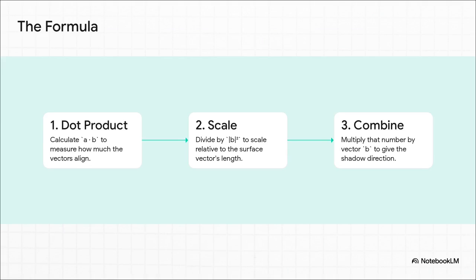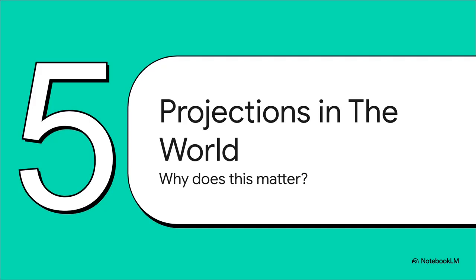And now for the whole shebang, the vector projection itself. It's kind of like a three-step recipe. Step 1, we do something called the dot product. It sounds fancy, but it just multiplies the two vectors to give us a single number that tells us how much they're aligned. Step 2, we have to scale that number. We divide by the length of vector B squared to make sure our shadow is the right size for the surface it's on. And finally, step 3, we put it all together. We take that number we just calculated and we use it to give our shadow the perfect length in the direction of vector B. And that's it. That's our shadow vector.